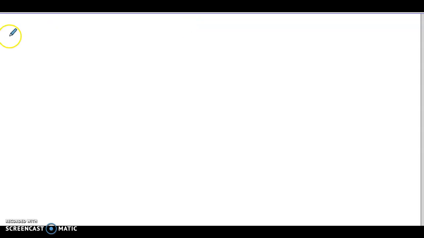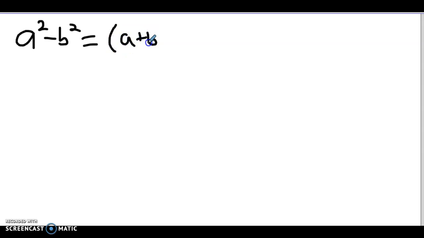All right, so let's look at a few examples of this pattern, a squared minus b squared. And that's going to always factor to a plus b times a minus b. I'm going to try to go to kind of an advanced example first. So let's think about this quadratic, 4x squared minus 81.